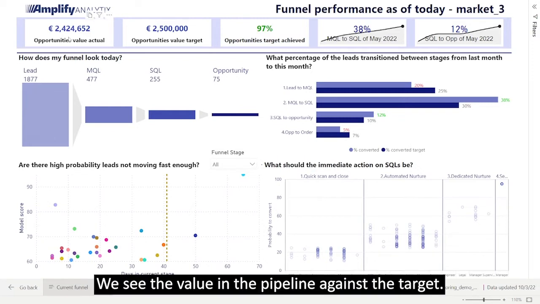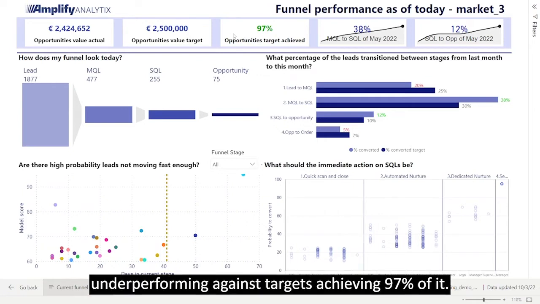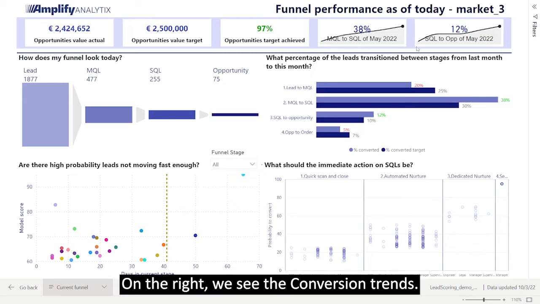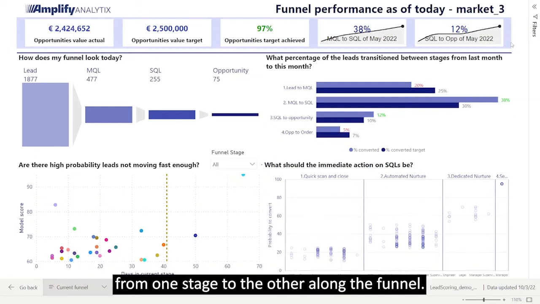We see the value in the pipeline against the target. In this example, this market is slightly underperforming against the target, achieving 97% of it. On the right, we see the conversion trends. A positive trend shows that we have been increasing the conversion from one stage to the other along the funnel.